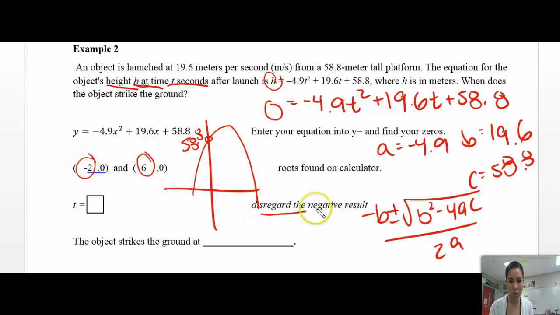But of course, we don't care about the negative because negative 2 seconds doesn't make any sense. So at what time will it hit the floor? It will hit the floor at 6 seconds. And that's it.